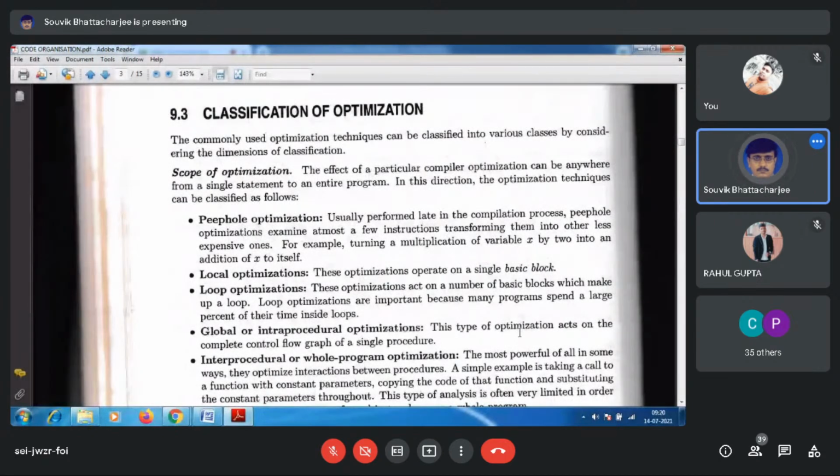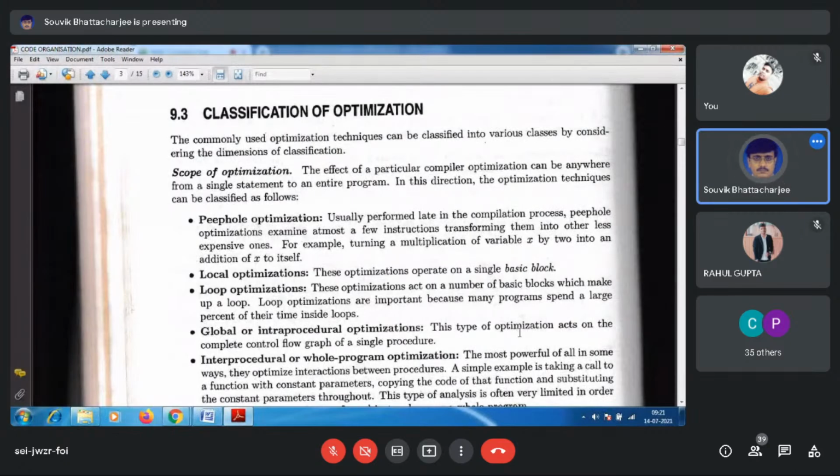What is this? You know, the multiplication operation is much more expensive compared to the addition operation. We can try this: multiplying variable x by 2 can be replaced by the addition x plus x. This is one of the examples of peephole optimization, and here we are reducing the cost of the operation.